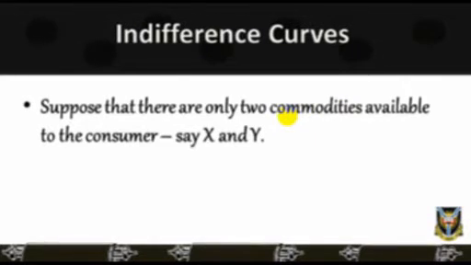Suppose that there are only two commodities available to the consumer, say X and Y. If he has 4 units of commodity X and 1 unit of commodity Y, he will obtain a certain amount of satisfaction from this combination of goods. Now let us say he has 3 units of commodity X. For him to stay on the same level of satisfaction as before, he needs 2 units of Y. Then he can say that he is indifferent between 4 units of X plus 1 unit of Y and 3 units of X plus 2 units of Y, deriving the same amount of satisfaction from either combination.